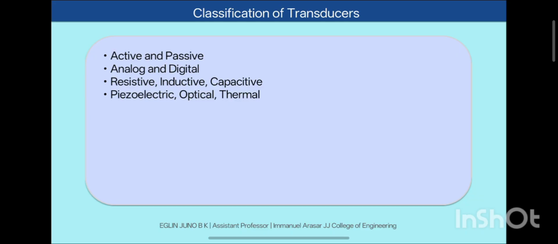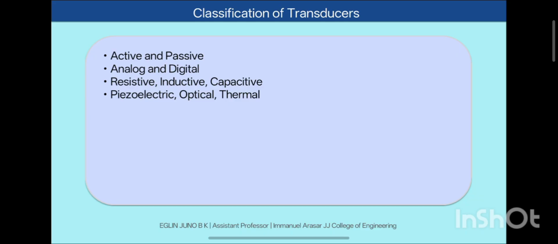Next, another classification based on the type of output, that is, analog transducer and digital transducer. An analog transducer produces a continuous output signal. The value changes smoothly with the input. For example, if the temperature increases gradually, the output voltage also increases gradually.